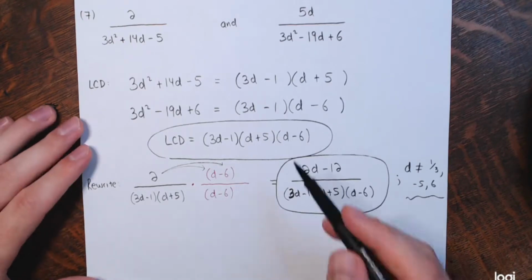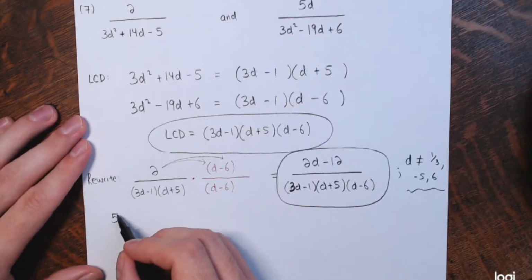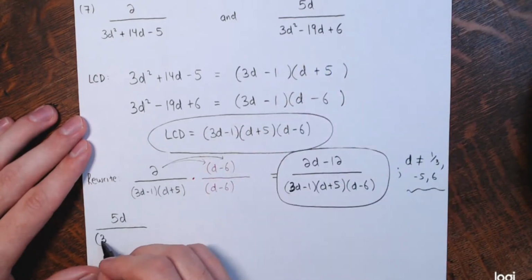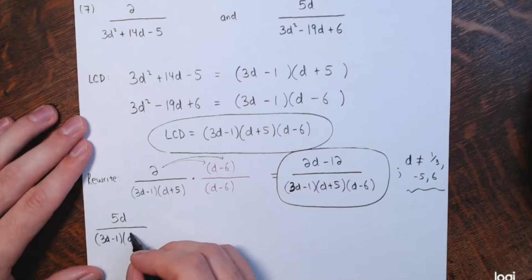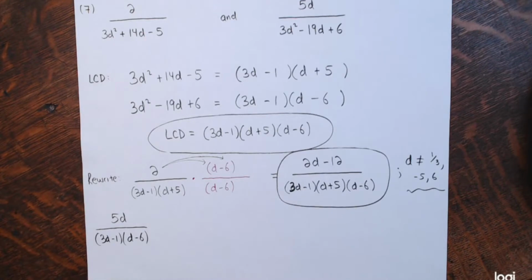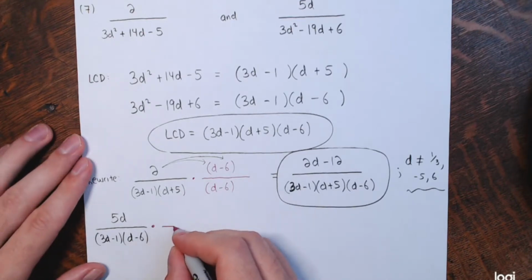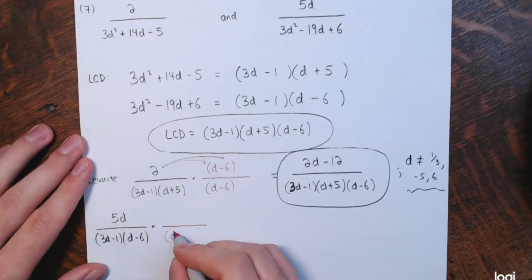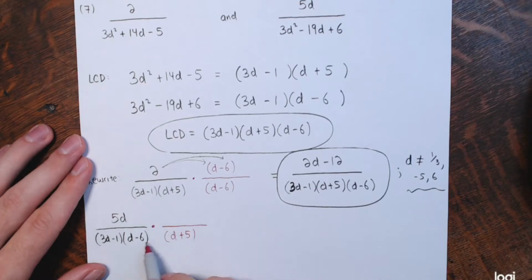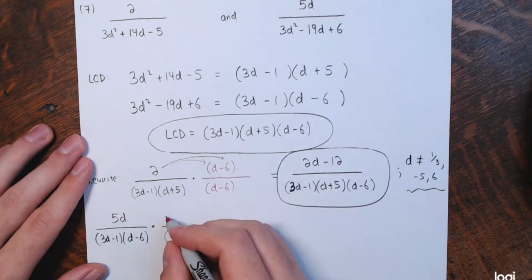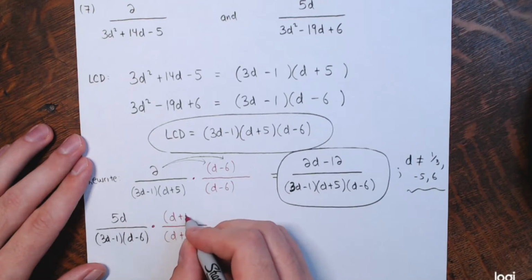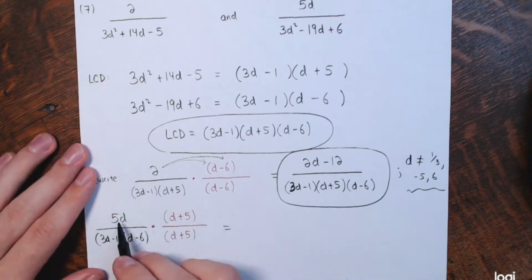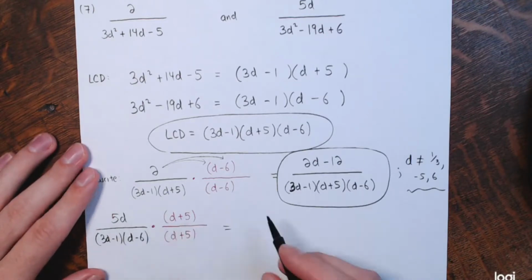Okay. Second fraction, same thing. I got 5d in the numerator, and the denominator, when factored, is 3d minus 1 times d minus 6. Now, in order to change this fraction into an equivalent fraction with this LCD as the denominator, I need to multiply the denominator by d plus 5. Alright, that's the only factor that's missing. And if I multiply the denominator by d plus 5, I must also multiply the numerator by d plus 5. And once again, you can leave this all factored like this, or multiply the numerators out like I've been doing.